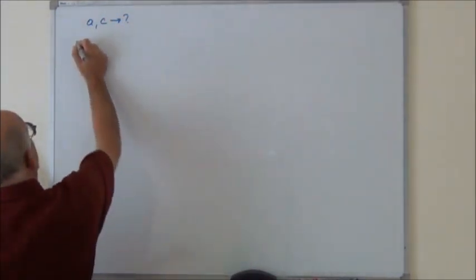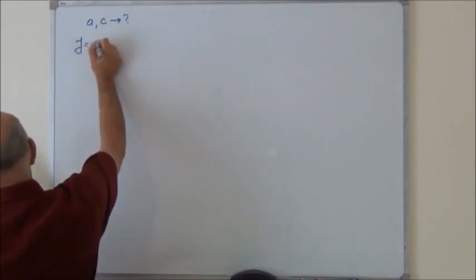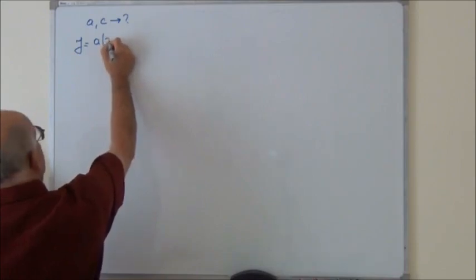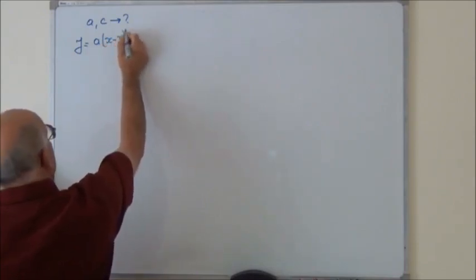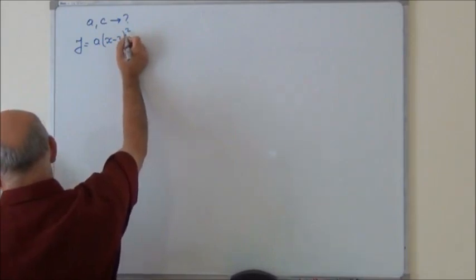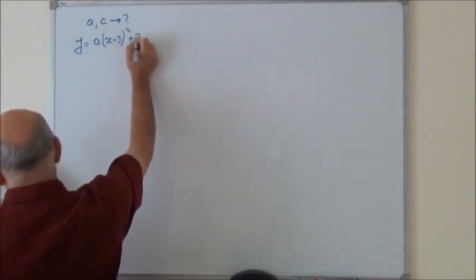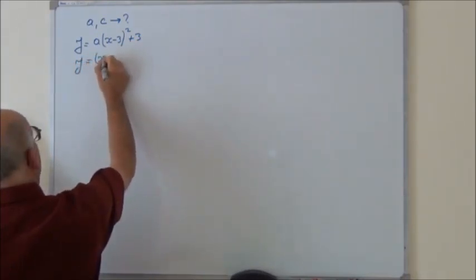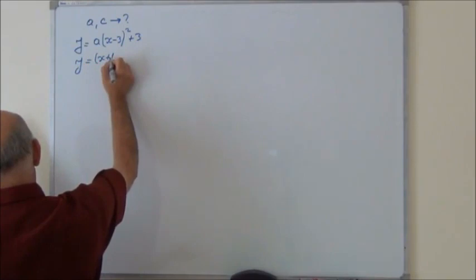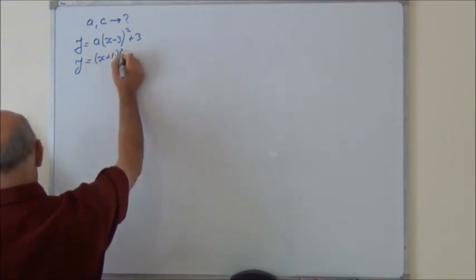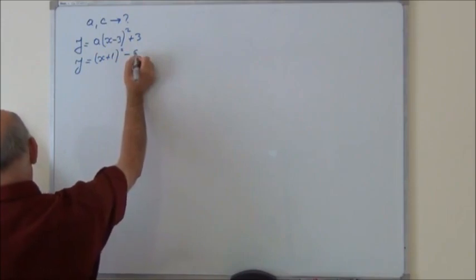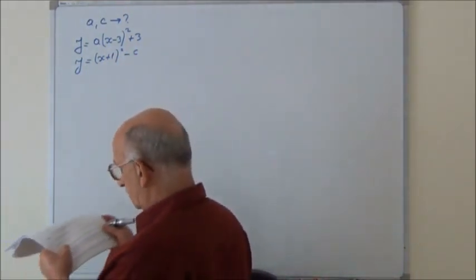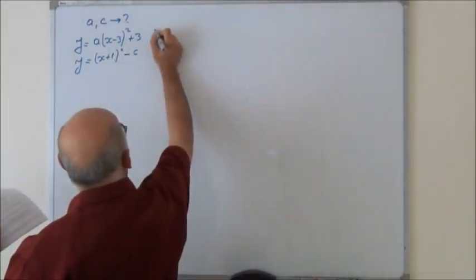Such that y equal a(x minus 3) power 2 plus 3 and y equal (x plus 1) squared minus c can be joined smoothly at x equal 1.